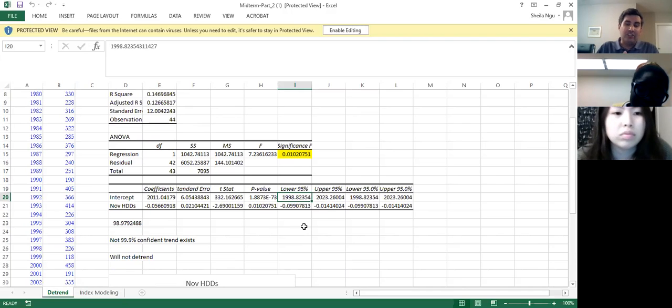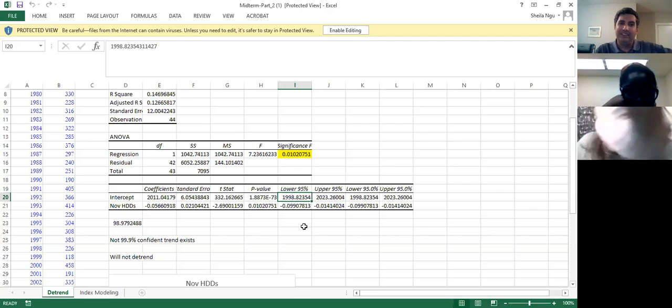So that means that technically, I guess you're not 99% confident because it's 0.0102. But if you were using 95%, you would be 95% confident that there is a trend. Oh, so I am 95% confident there is a trend? Yep, because the cutoff there would be 0.05.